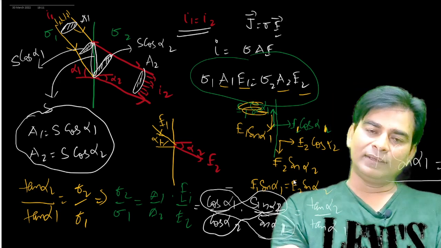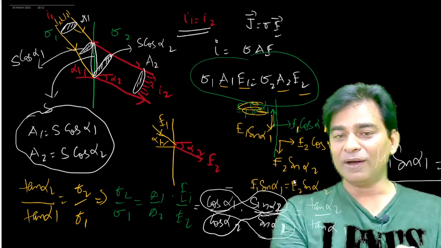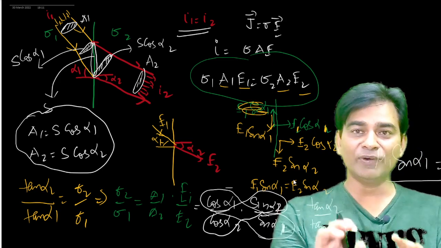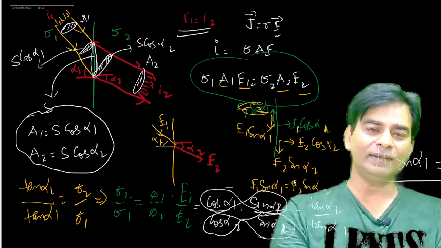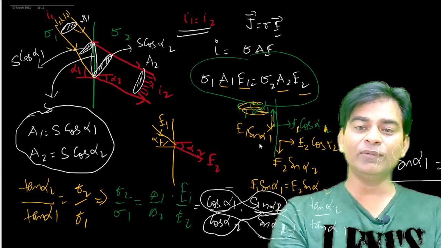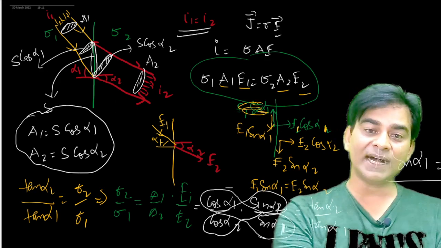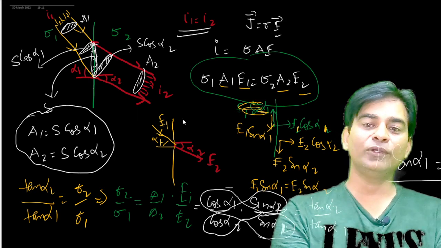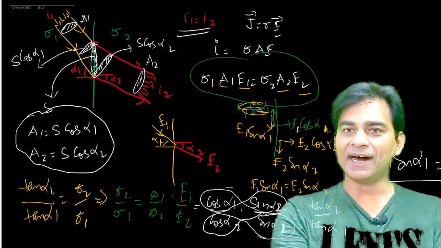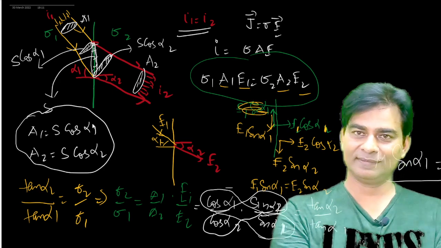I hope you have understood this question properly, but now I want to ask you one question. I leave one question for you as an assignment. Because the perpendicular fields are different in both the regions, there must be charge piling up on this interface, and you have to calculate the charge piled up per unit area at this interface.